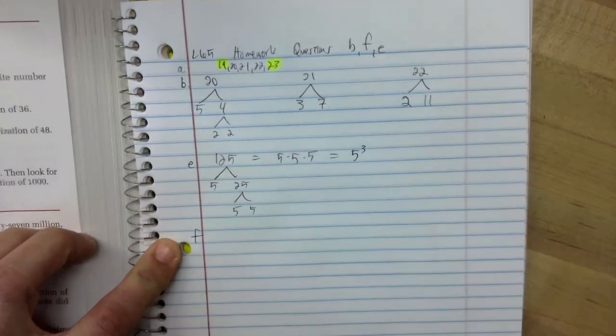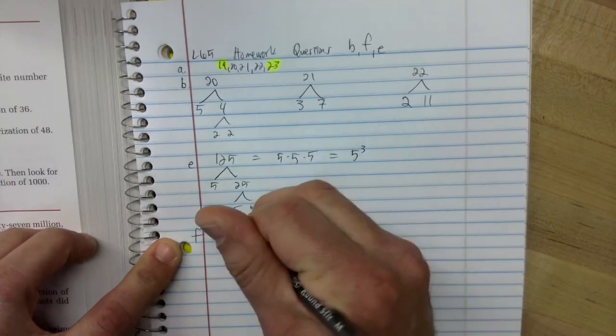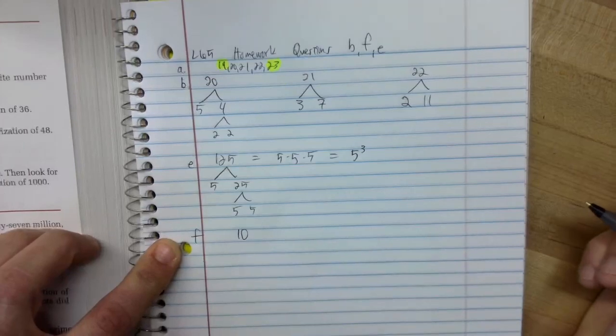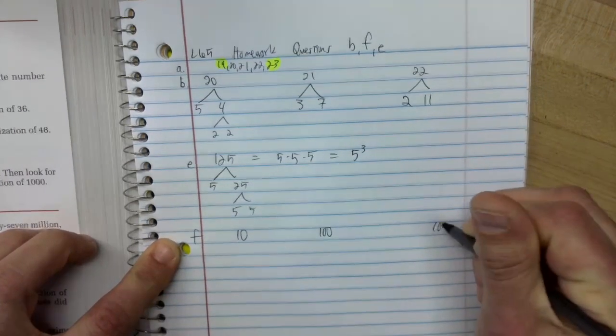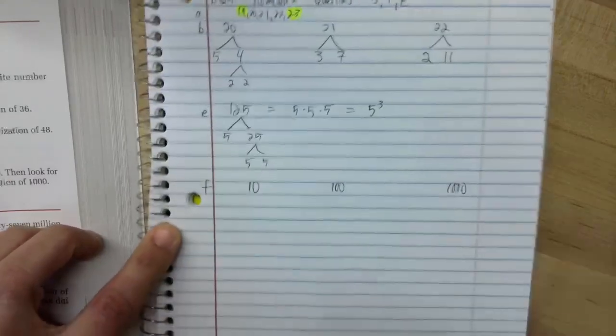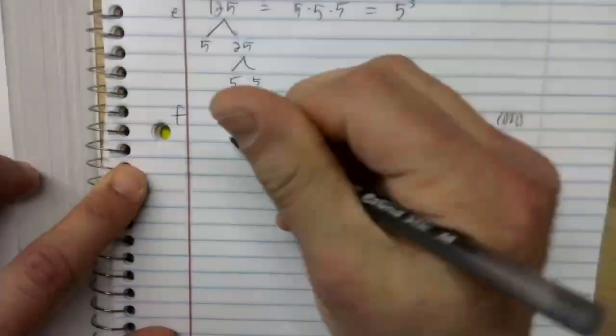Problem F. Write the prime factorization of 10 and 100. Then look for a pattern to help you find the prime factorization of 1,000. Okay, so when we do these, 10 is pretty simple. Let me zoom in just a little bit here. 5 and 2, right?